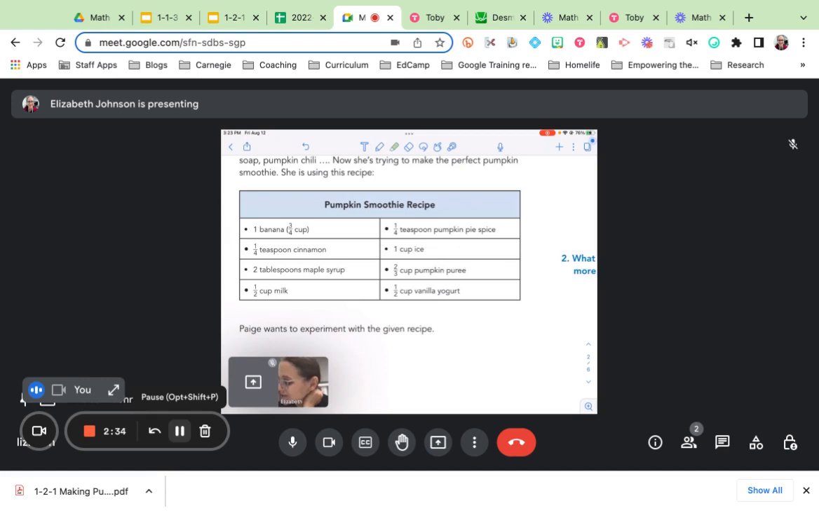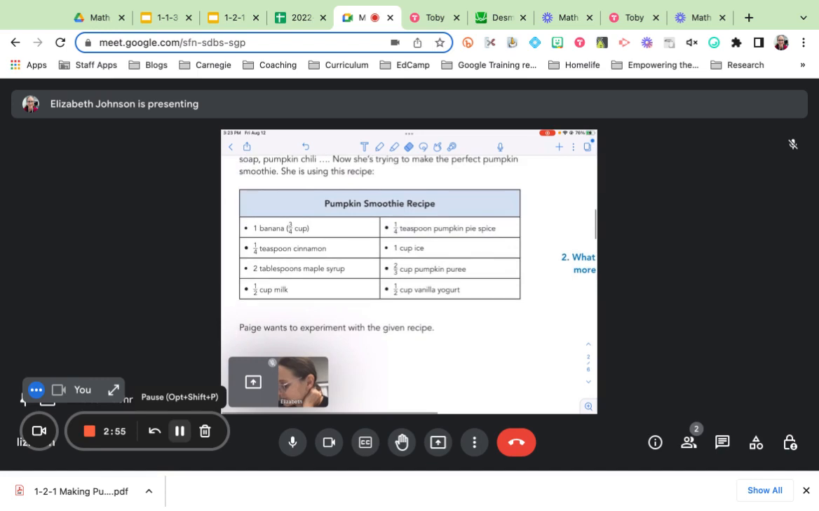Good discussion. I am sure that you and your partner chose the pumpkin puree, and you may also have chosen the pumpkin spice. Those are 2 ways that she could make this smoothie taste more pumpkin-y. What if she wanted to make it taste less pumpkin-y? What could she increase?